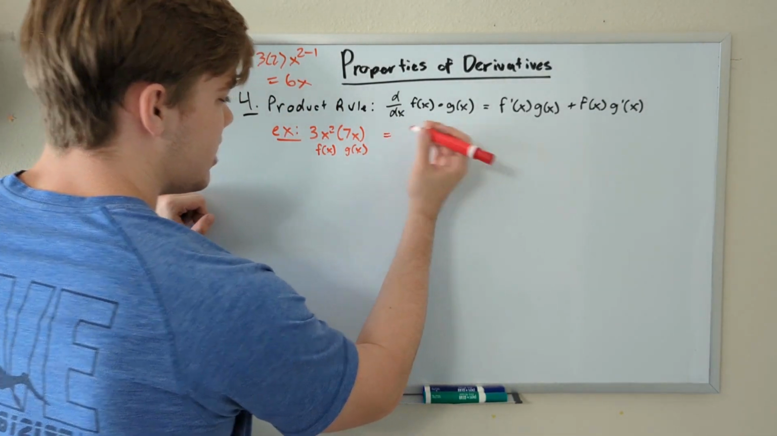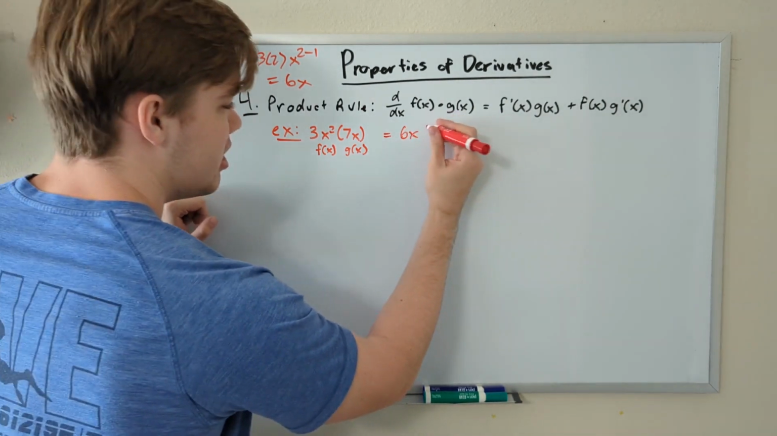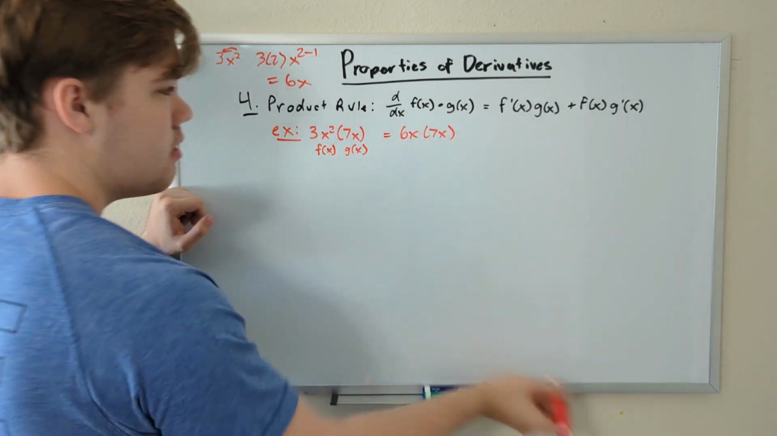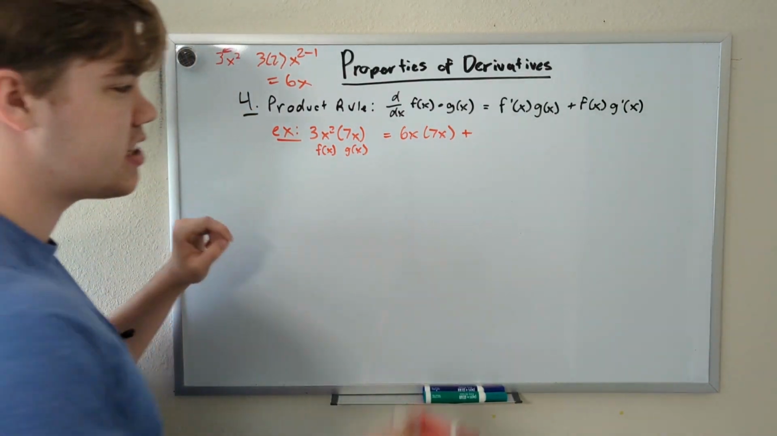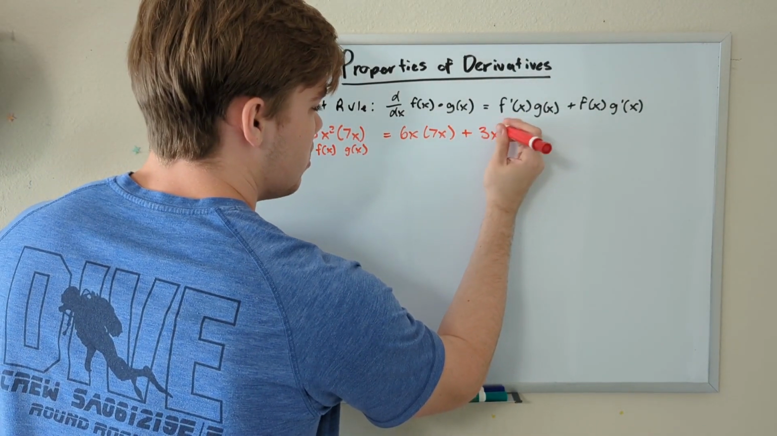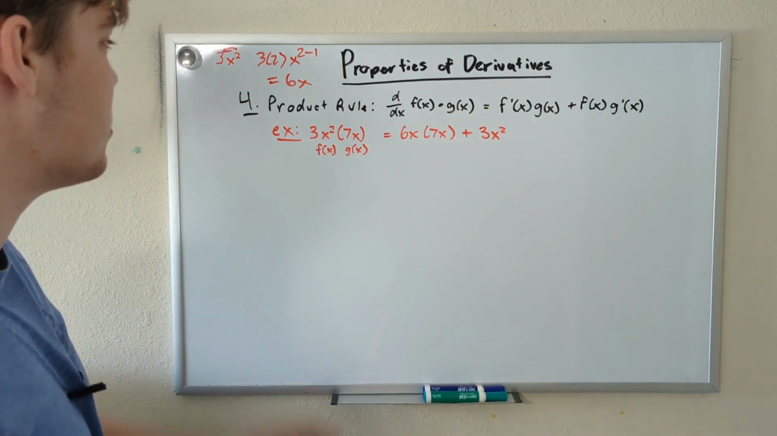So let's plug that in over here. So it'll be 6x times g of x, which is just 7x. Now we have to add f of x times g prime of x. We already know what f of x is. That's just 3x squared. And let's find g prime of x. We'll do that over here in this corner because I don't have room here.